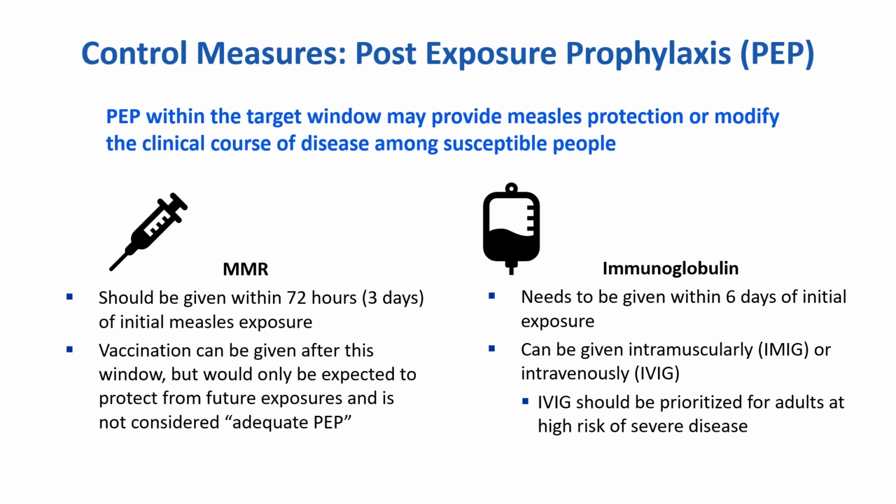So one component of outbreak control is post-exposure prophylaxis, or PEP. And PEP would be done in coordination with public health authorities who are doing a measles contact investigation. But there are some things that it might be helpful to know clinically about the options.